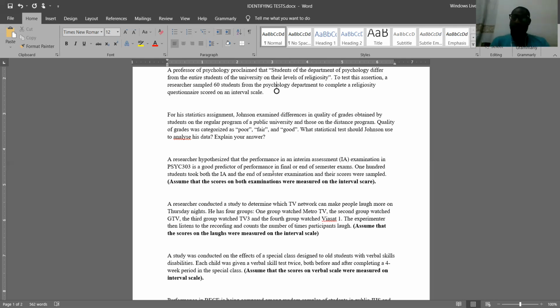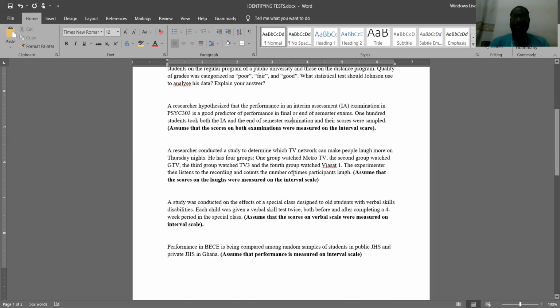Then you ask yourself, which of the non-parametric tests do we normally use to compare two independent groups? And that's Mann-Whitney U test, because Mann-Whitney U test is the non-parametric form of independent t-test. So in this question, you're supposed to use Mann-Whitney U test, because we have two independent groups, regular and distance program, and the dependent variable has been reduced to ordinal. So that's the justification you would provide.